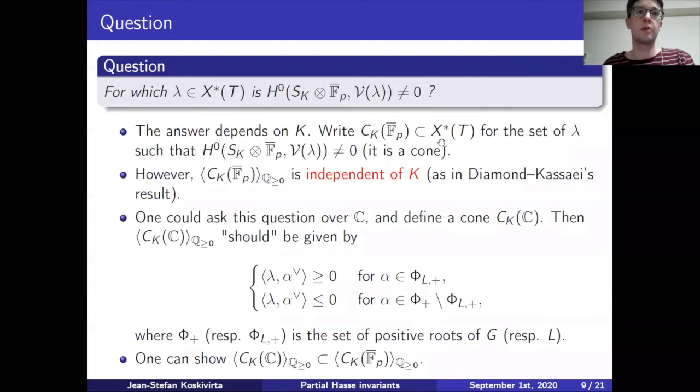This is clear. However, if we take the cone generated by this over the non-negative rationals, then we can show that this is actually independent of K. So as illustrated in the result of Diamond and Kassaei, this was not depending on the level, as this was always the cone generated by (1, -p) and (-p, 1).